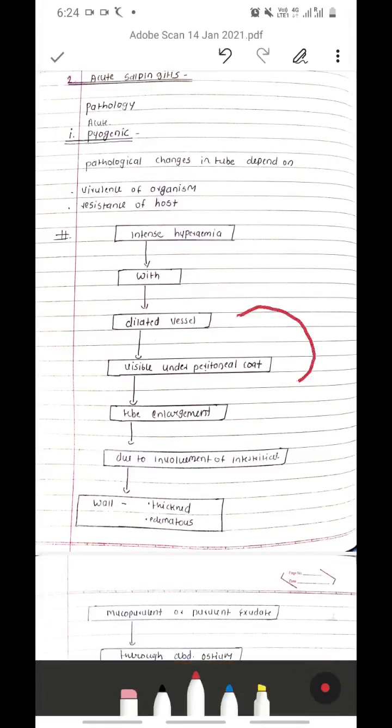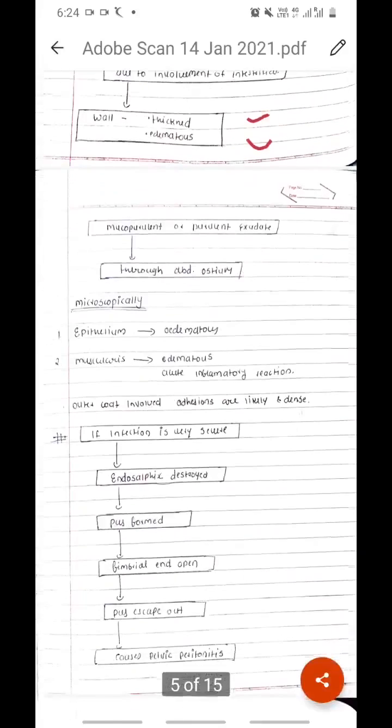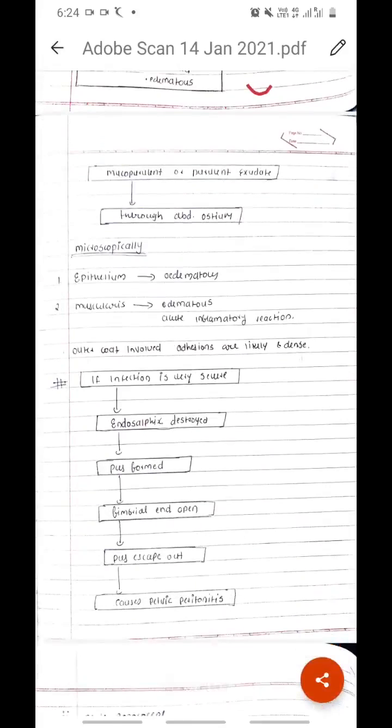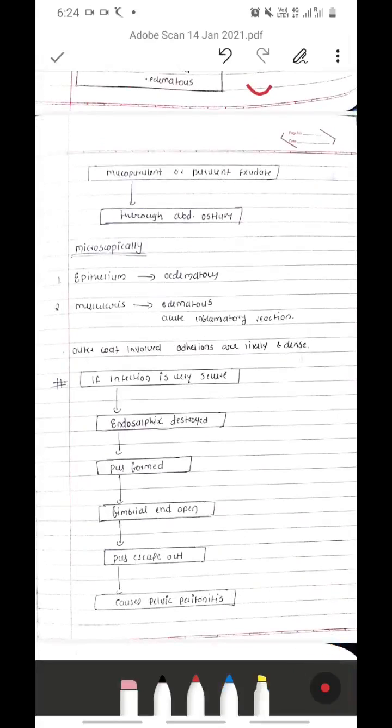As the vessels are dilated, we cannot see them with the naked eye, but they are visible under the peritoneal cavity. Tube enlargement occurs due to involvement of the interstitial walls, so the wall of the fallopian tube becomes thickened and edematous. Microscopically, the epithelium and muscularis layer are also affected and both are edematous, and you can underline this: the outer coat is involved and adhesions are likely to occur there.